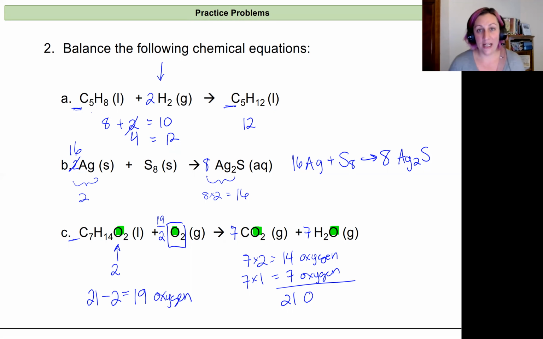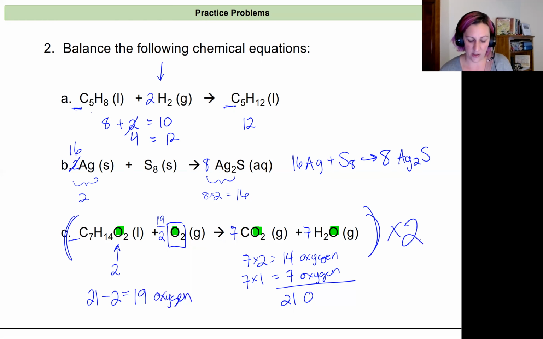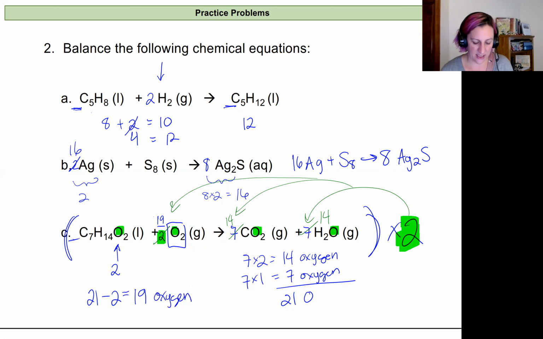So what I do to solve this problem is I multiply everything, all of my coefficients, by 2. And I'm multiplying it by the denominator that is in my fraction for my coefficient. And so that 2 is going to distribute out to all of my coefficients, making that 7 a 14, this 7 a 14. This becomes a 19, and I get a 2 in front of my C7H14O2. And now I have a balanced equation.